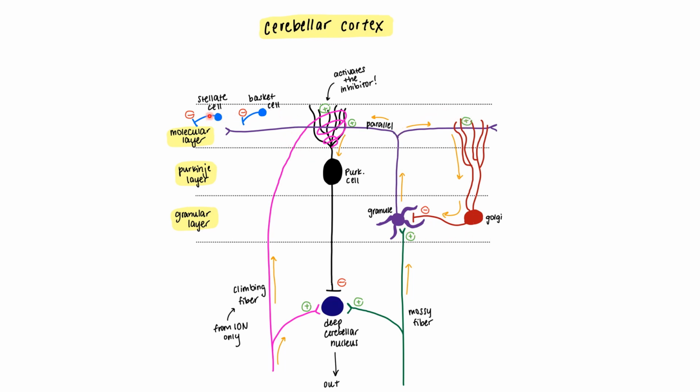And then just a little shout out to the stellate and basket cells. This parallel fiber from the granule cell is what's going to excite these, which are inhibitory cells. So that's why you get lateral inhibition, and you're only exciting the one part that you want to at a time.